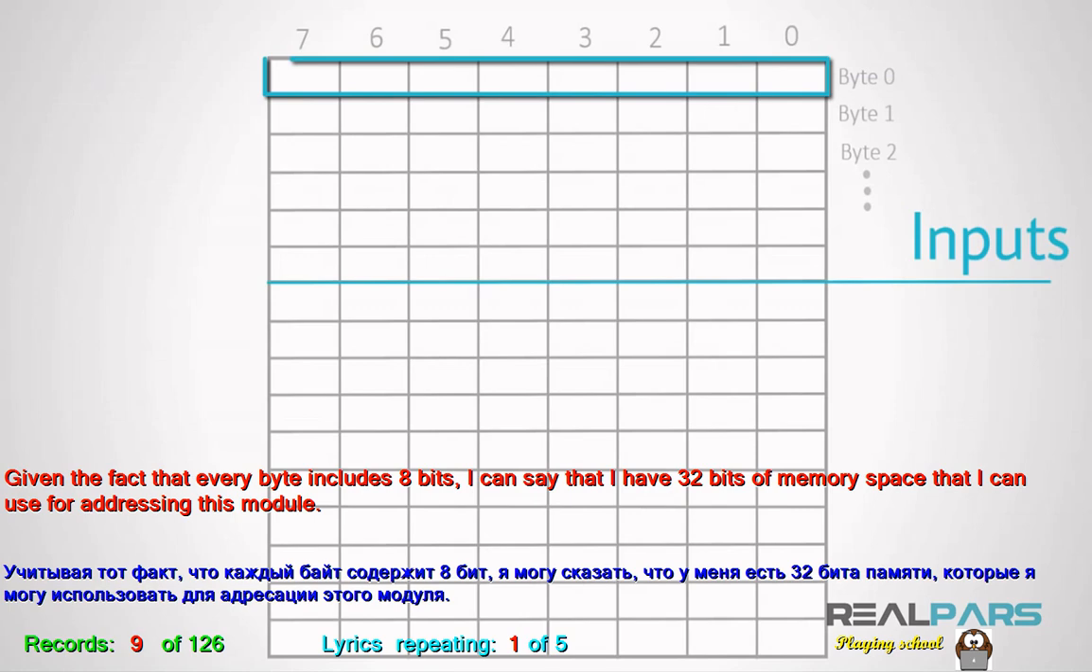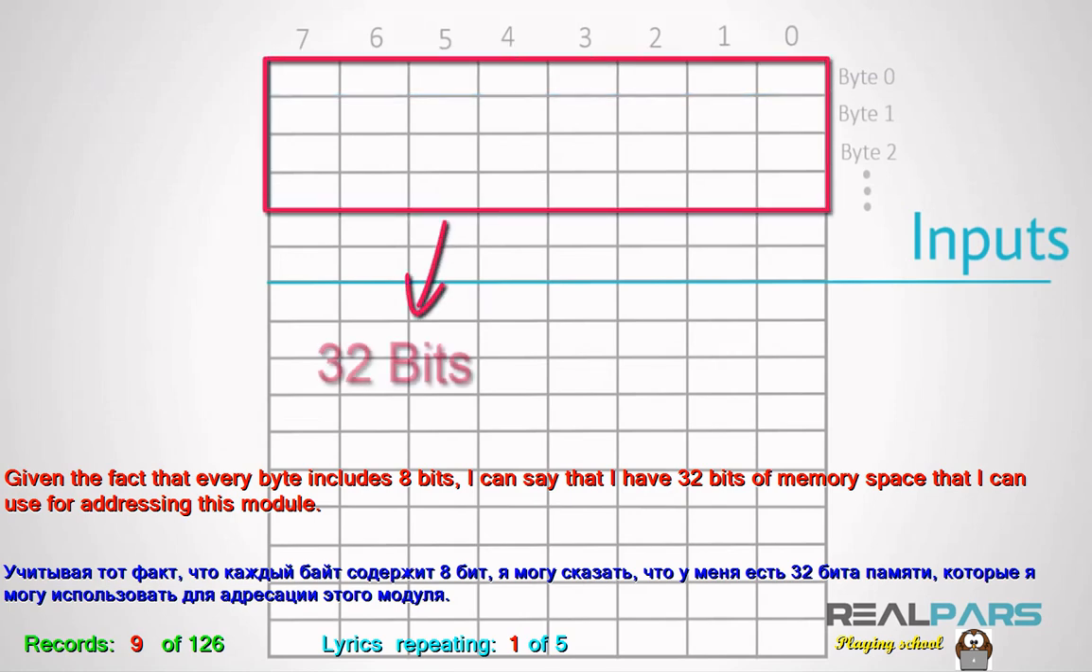Given the fact that every byte includes 8 bits, I can say that I have 32 bits of memory space that I can use for addressing this module.